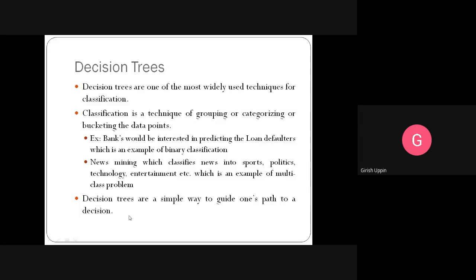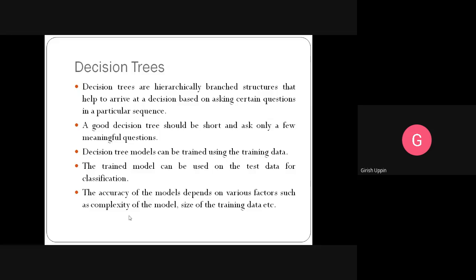Decision trees are a simple way to guide one's path to a decision. Why do we use the decision tree? The decision tree will help us make the decision. What is the decision? Either binary class or multi-class. Decision trees are hierarchically branched structures that help to arrive at a decision based on asking certain questions in a particular sequence.